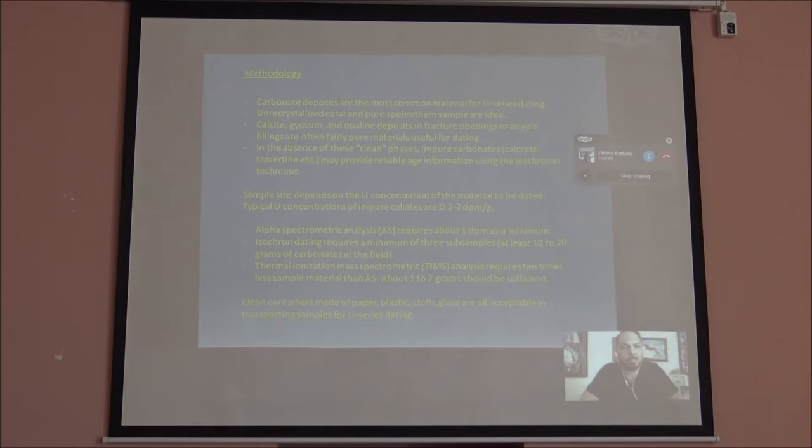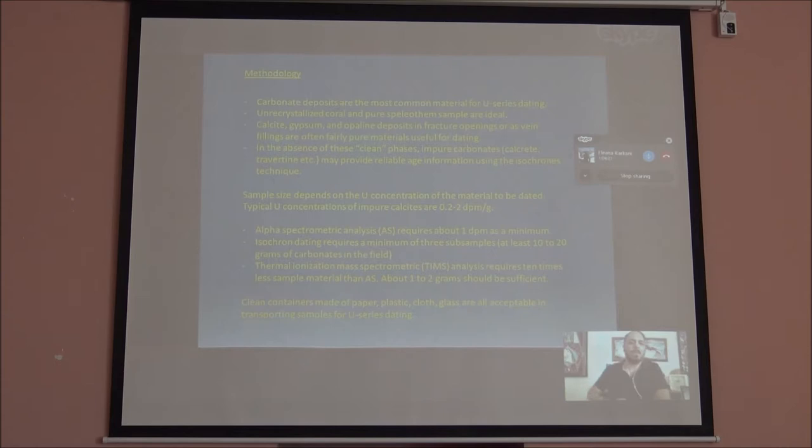In the absence of these clean faces, impure carbonates may provide reliable age information using the isochron method. Sample size depends on the uranium concentration of the material to be dated. Typically, uranium concentration of impure calcite is 0.2 to 2 dpm per gram. Dpm is disintegration per minute, so disintegration per minute per gram.